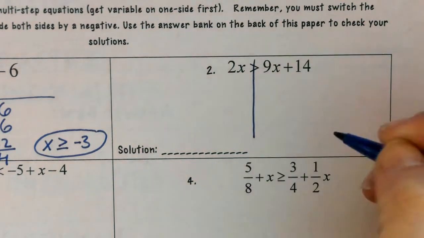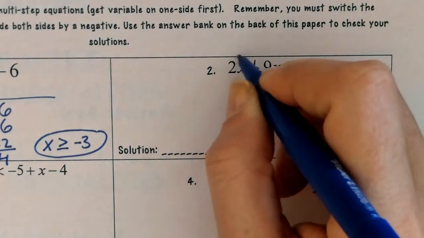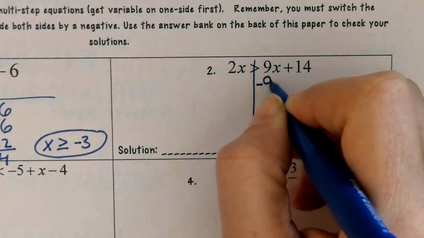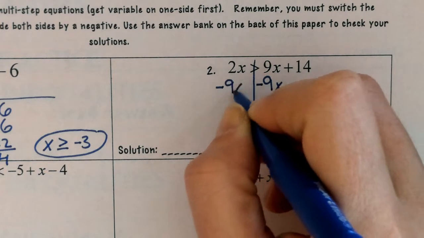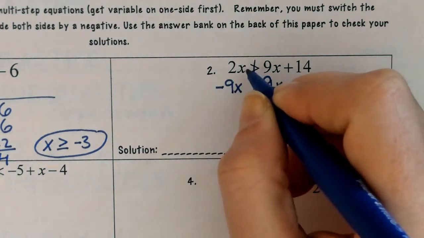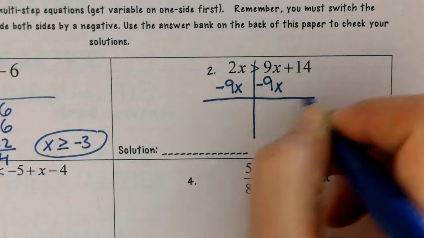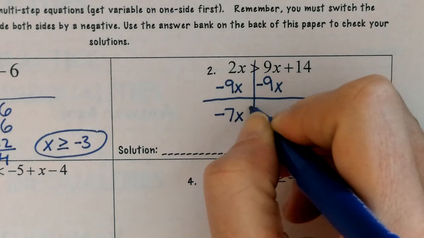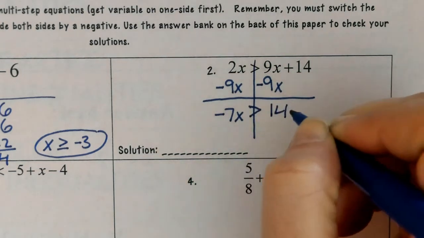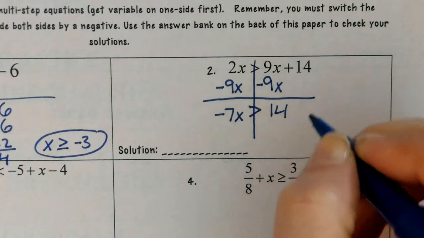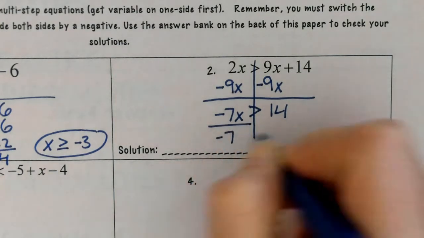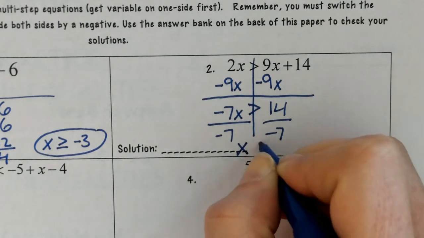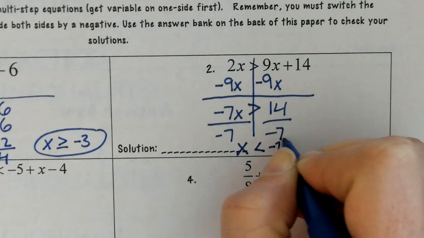Instead, because that's taking more steps than necessary, since the only thing that is on this left-hand side is a 2x, I'm going to subtract 9x, so I'm not left with 0 anywhere. 2x minus 9x is negative 7x. These cancel, so negative 7x is greater than 14. Divide both sides by negative 7, and we get x is less than negative 2.